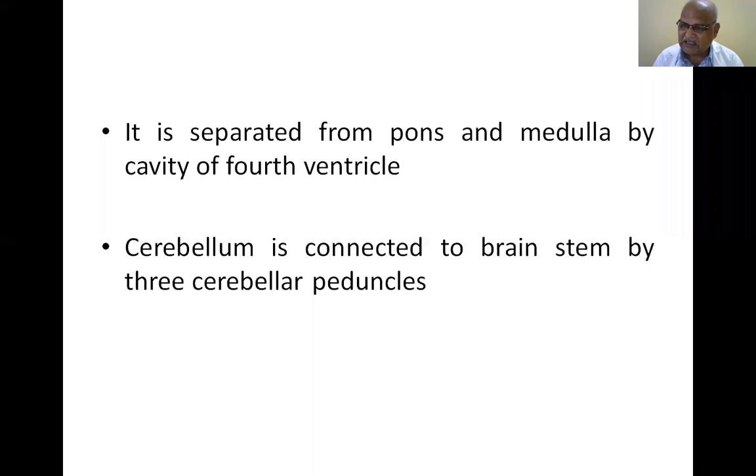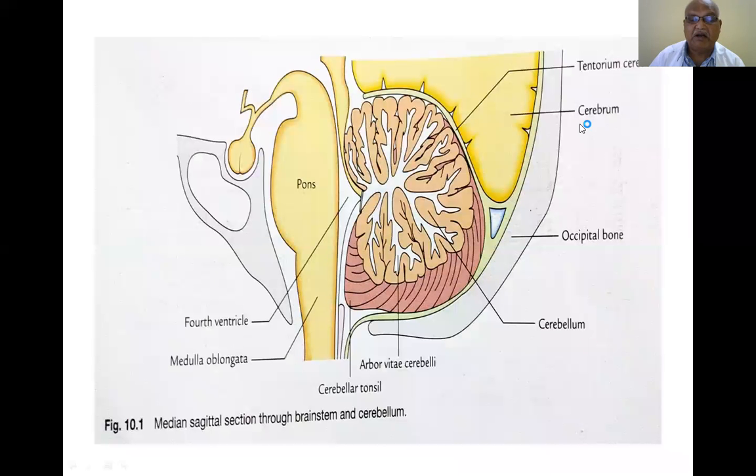Because of all these connections with the other parts of the central nervous system, the cerebellum controls various functions. Then let us come to what are the functions of the cerebellum. You must know what the functions of the cerebellum are.